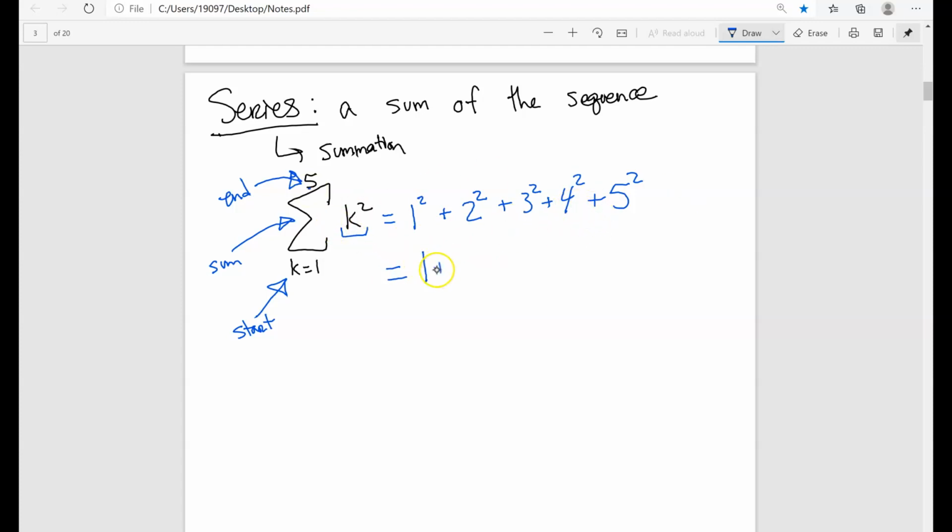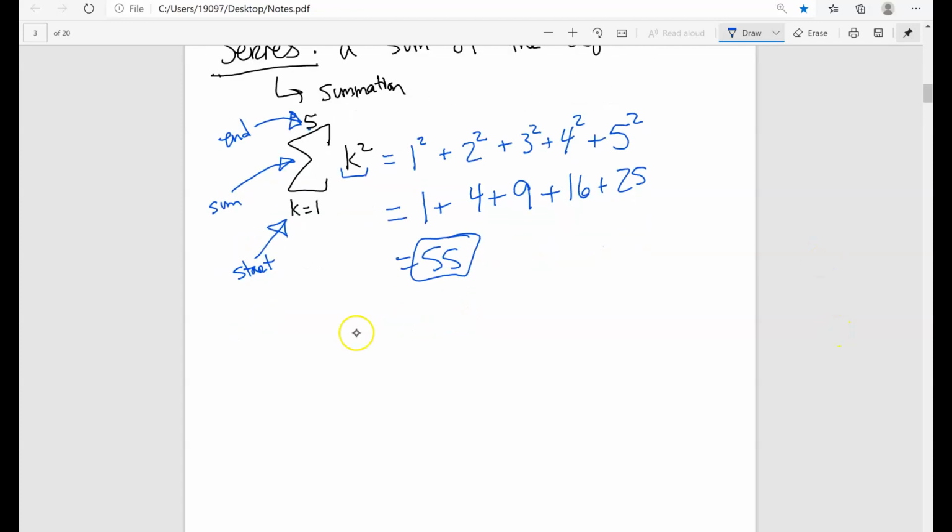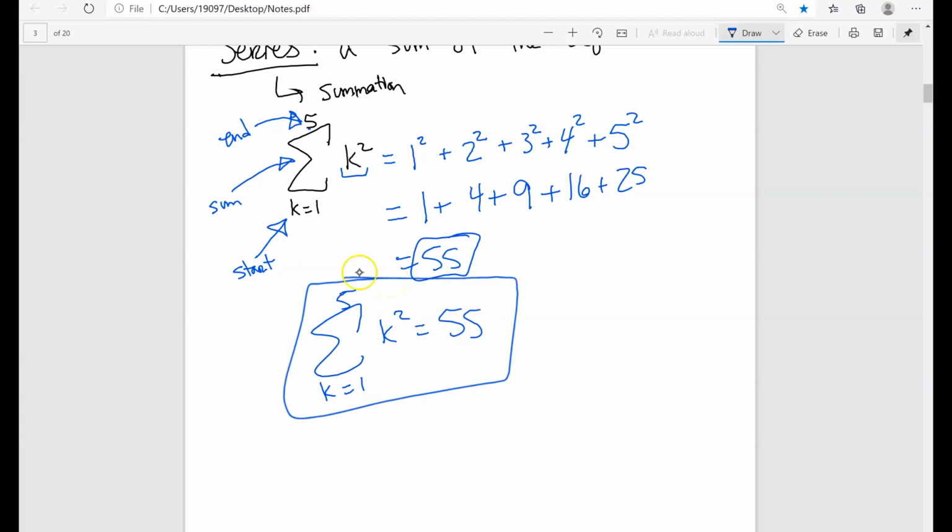So it's going to be 1 plus 4 plus 9 plus 16 plus 25. You see that this is just a sequence of numbers, and all you're doing is adding up those terms. So what you're going to end up with is 55. So we would say that the sum as k goes from 1 to 5 of k squared is equal to 55. That's what that means.